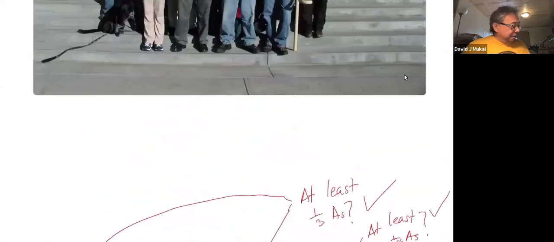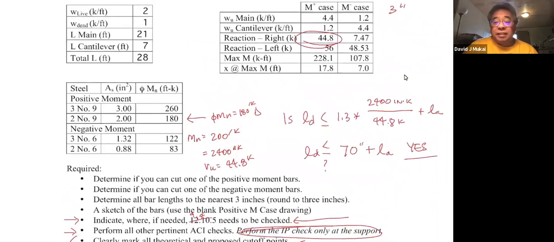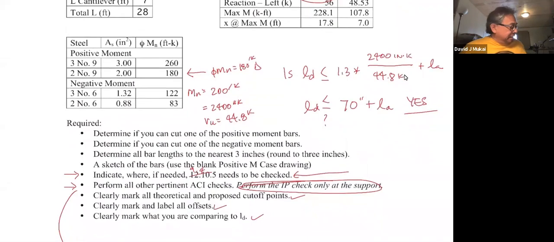And the one last thing you've got to check: is the positive development length less than 1.3 times MN divided by VU plus LA? You do those 3 things and you've done that. Okay, so that's it.